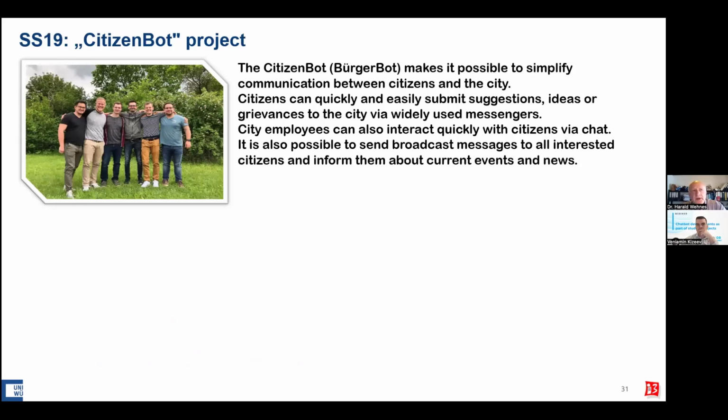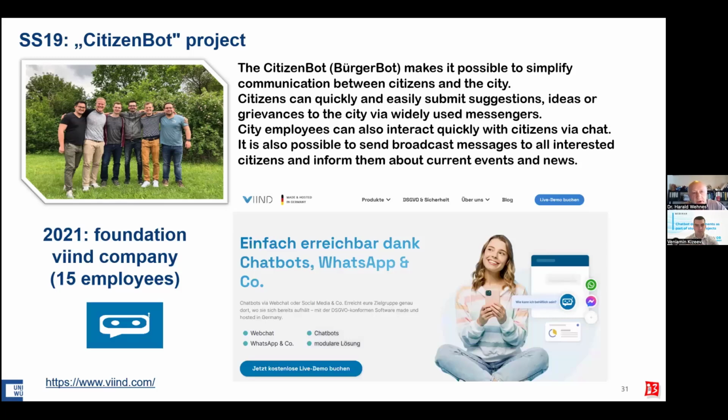I was very lucky because in the year 2019, a group had a project called CitizenBot, Bürgerbot, that makes it possible to simplify communication between citizens and the city. And the city of Würzburg paid for the project, and they work with it, and other cities do it now too. And there was a foundation of a company, the name is VINT, 2 years later, and this foundation is very successful, and they develop a lot of chatbots for other organizations and cities, communities.